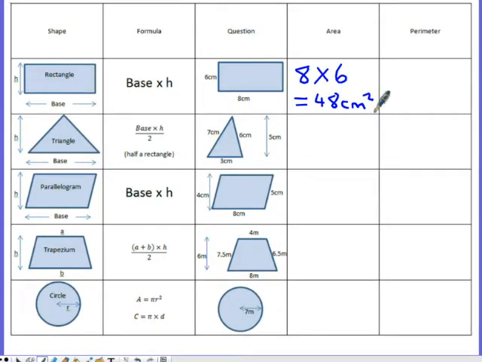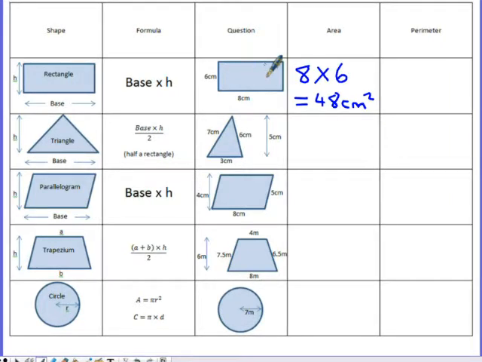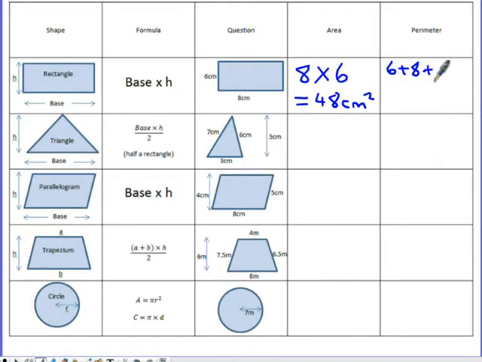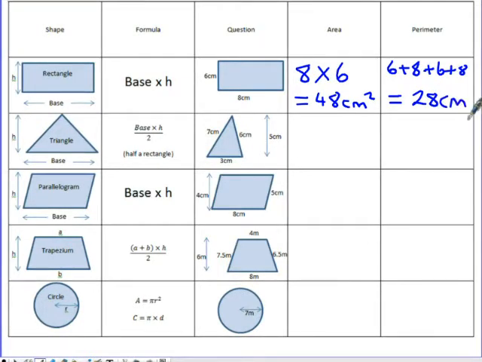The perimeter is the length all the way around the shape. Be careful. It says this length here is 6 and this is 8, but don't forget this is also 6 and this is 8. So if you add all those together, you're going to get 6 plus 8 plus 6 plus 8, and you end up with 28. The units for this are just centimeters because it's a length.